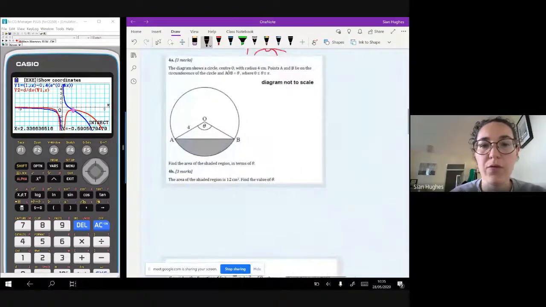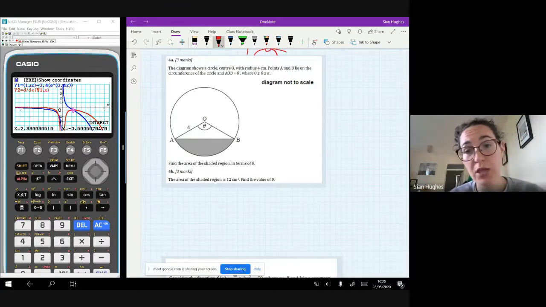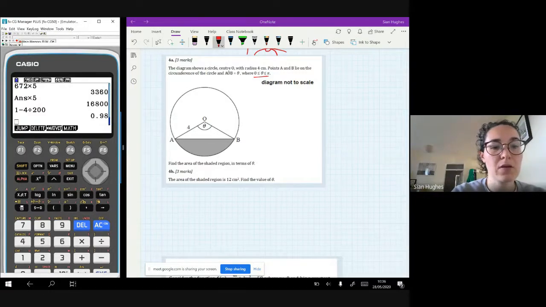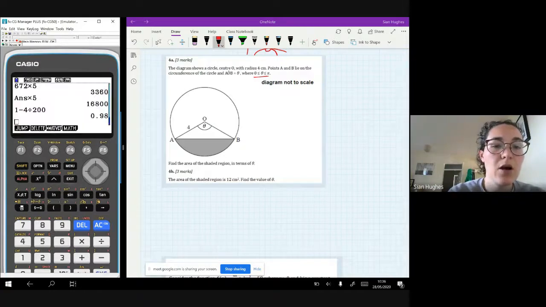Okay, moving on. Question 4. So question 4 was identical on both papers because it had a diagram that we didn't want to change. So a key bit to do with this one is the moment you read it, it tells you that theta is in radians because it's from 0 to pi. So pay attention to that because you want to make sure before you do anything else that in your setup, so that's shift menu, that you're on rad here. And if you're on deg, you want to go down and change it to rad. Okay, otherwise you're going to get funny answers, which some of you did.